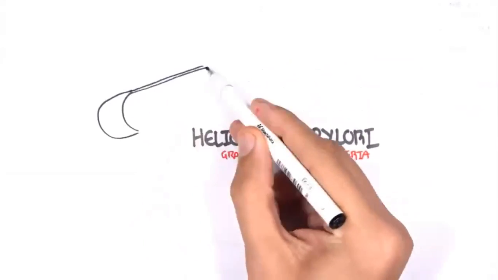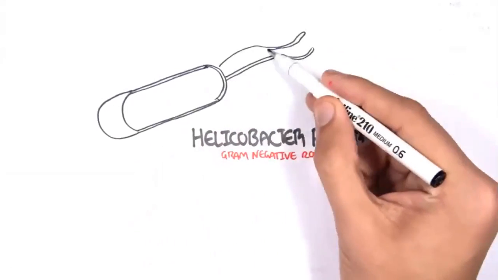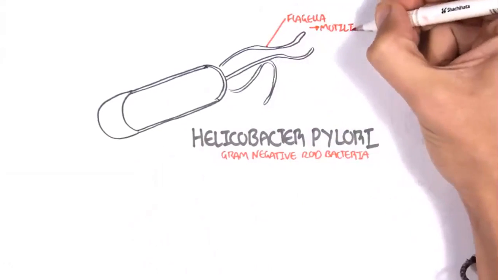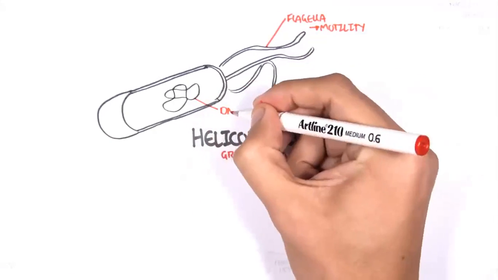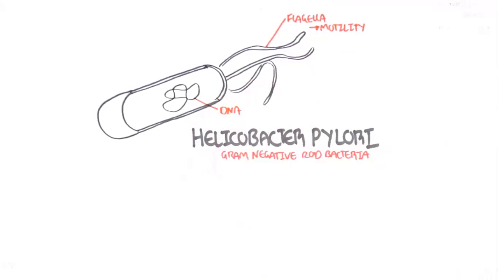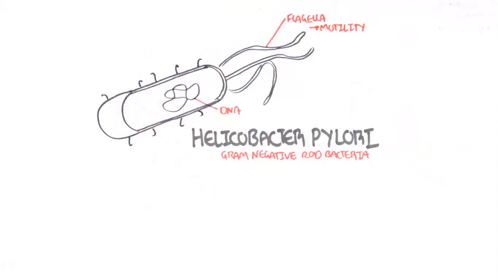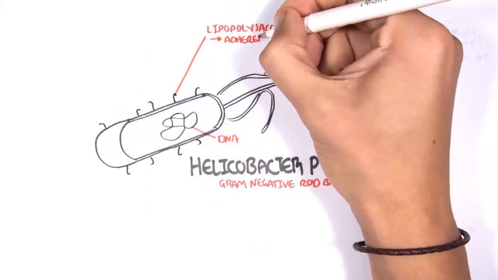And here is the diagram of the bacteria. It is a rod-shaped bacteria having flagella, which are responsible for the motility of the bacteria. It also has DNA and lipopolysaccharides present on its surface, which are responsible for its adherence to the muscles of the stomach, or the stomach layer.